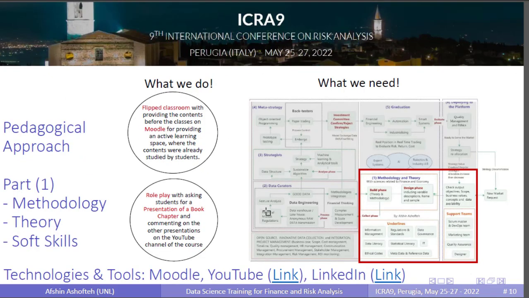For the first part, which is related to pure concepts of mathematics, statistics, computer science, and finance, I designed a flipped classroom and used the role-play method by combining theoretical classes with some activities on our class YouTube channel and LinkedIn group to develop not only the pure knowledge but also the soft skills of students, such as presenting and justifying their ideas and solutions.